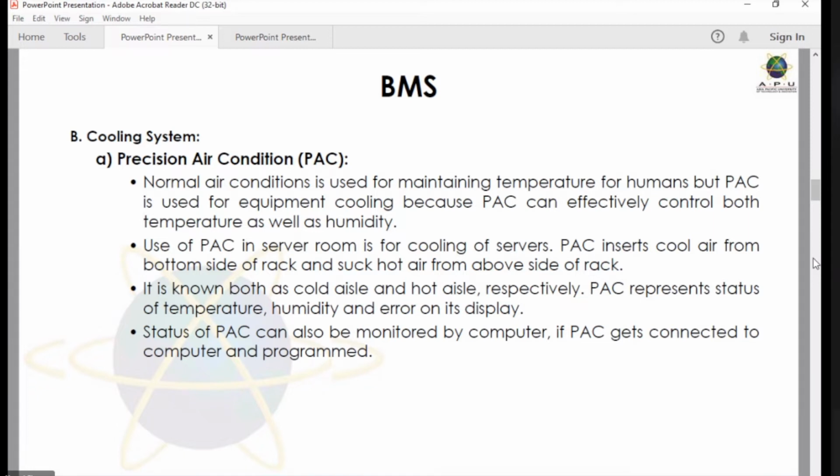PAC represents the status of temperature, humidity, and errors on its display. So PAC has its own monitoring system, and it will display temperature, humidity, and if there is any error, if the system is unable to maintain temperature and humidity as required, होइन त्यस्तो केसमा चाहिँ error message पनि यसले display गर्छ. The status of PAC can also be monitored by computer if PAC is connected to a computer and program. So it can be monitored by computer as well if it's programmed.